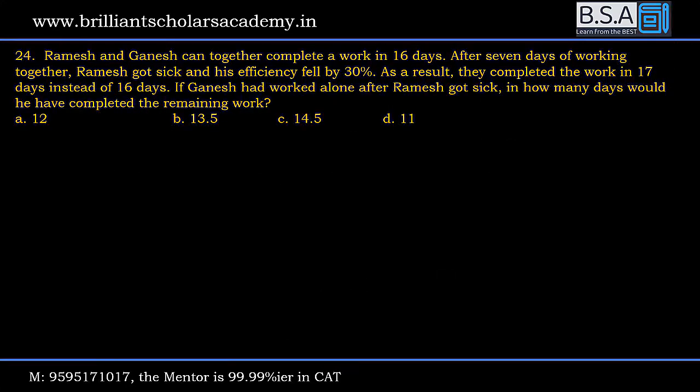Ramesh and Ganesh can together complete a work in 16 days. After 7 days of working together, Ramesh got sick and his efficiency fell by 30%. As a result, they completed the work in 17 days instead of 16 days. If Ganesh had worked alone after Ramesh got sick, in how many days would he have completed the remaining work?